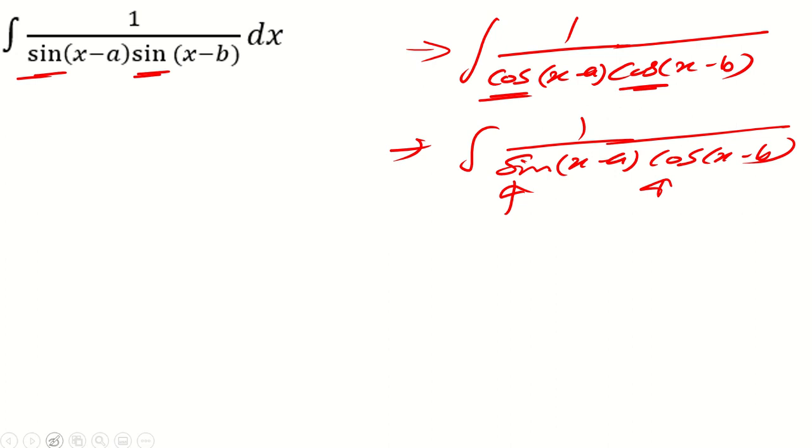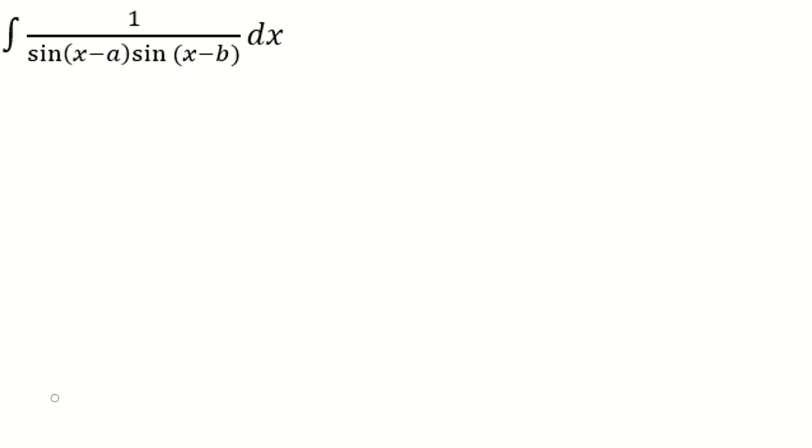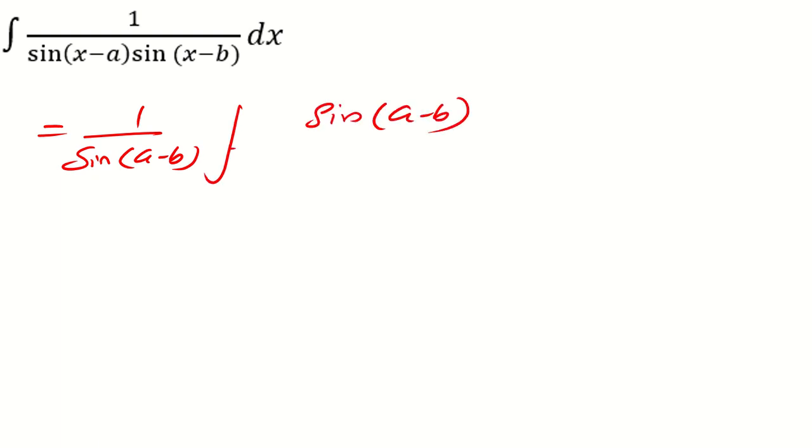Okay, so there are three questions. What you will have to remember here is how you are going to start the question. If both the terms are of sine or both the terms are of cos, then you will divide and multiply by the expression sine(a minus b). Okay, sine(a minus b).